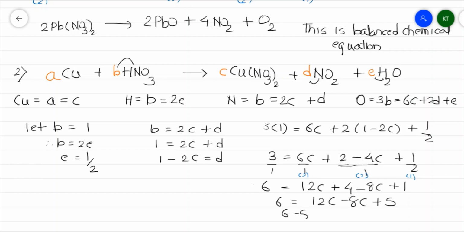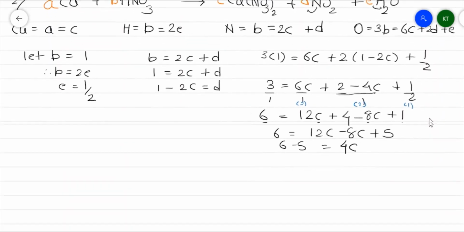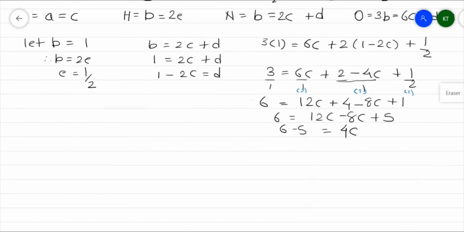So 6 minus 5 is equal to 4C. So I'll get the C value as 1 upon 4. Now as the C value is 1 upon 4, the A value is also 1 upon 4, because A is equal to C, so A is also 1 upon 4.